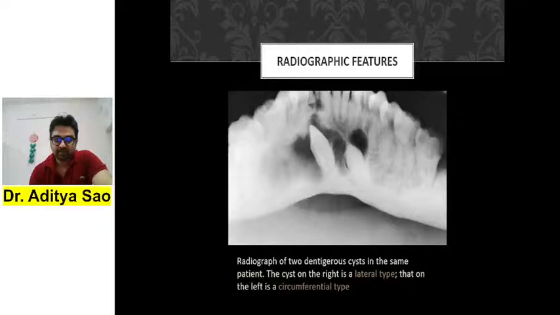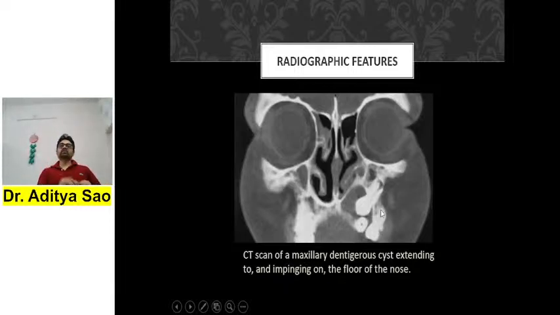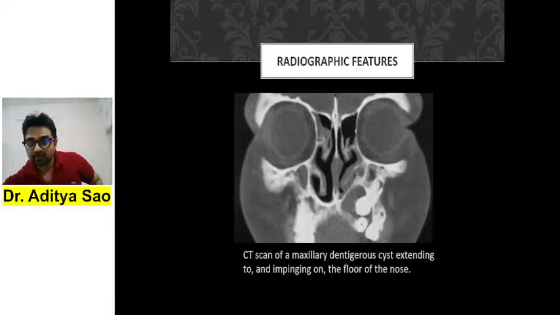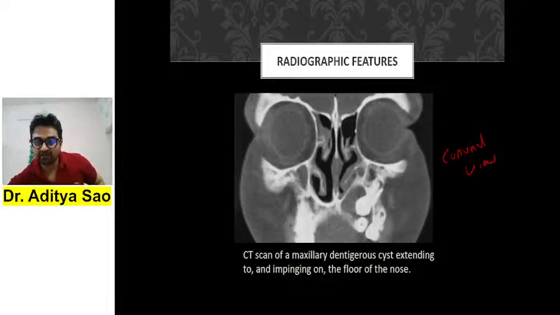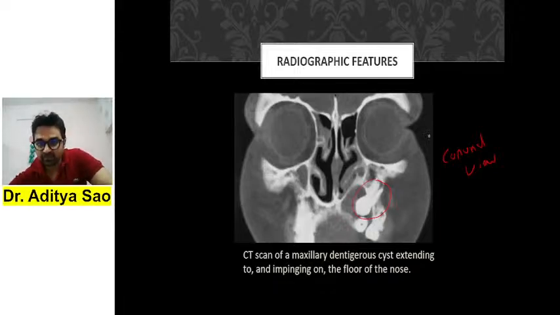Again, first of all tell me what view is this of CT scan? This is a coronal view, and you can see this is a dentigerous cyst. Again, your left eye sees the right side, your right eye sees the left side. So this is left, this is right.